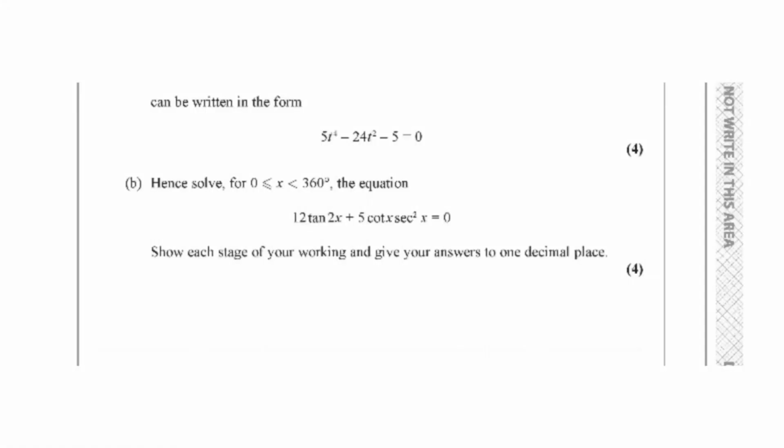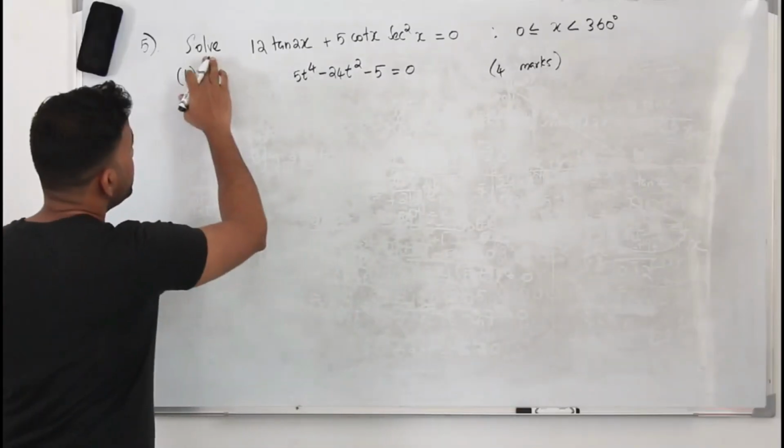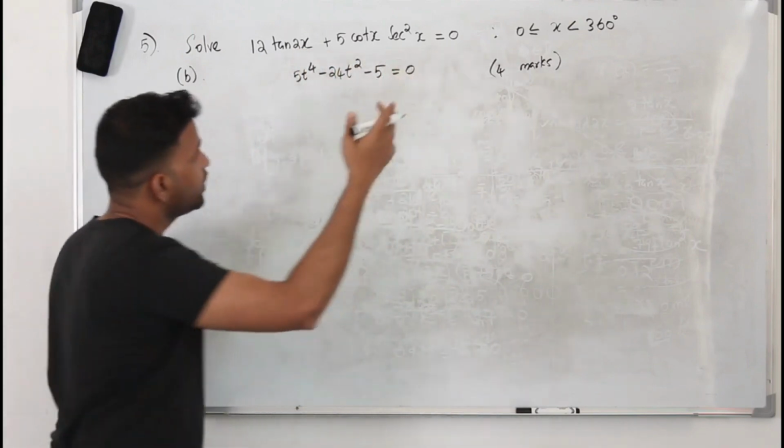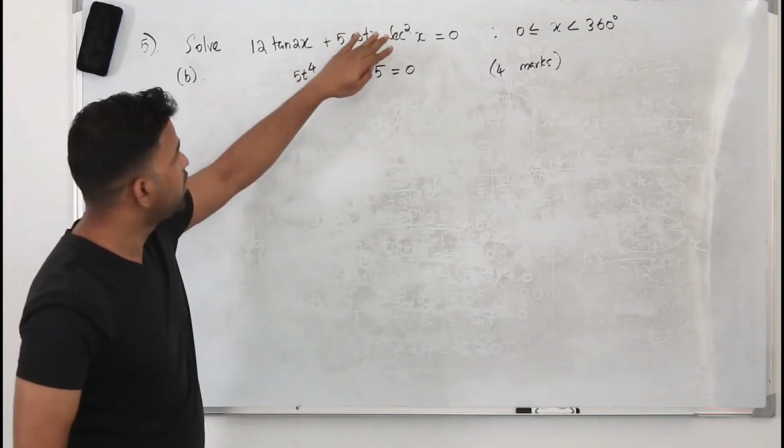Part B, hence solve for 0 less than or equal to x less than 360 degrees the equation 12 tan 2x plus 5 cot x secant square x equals 0. Show each stage of your working and give your answer to one decimal place. You'll be given 4 marks for this question. We need to solve this equation. The equation is the same as the equation in part A.